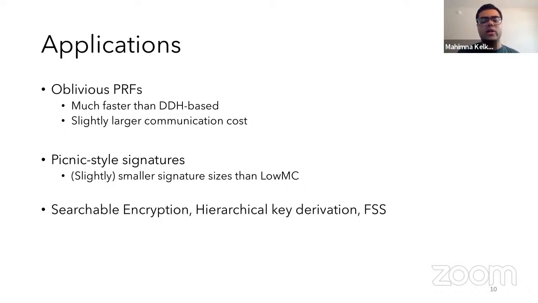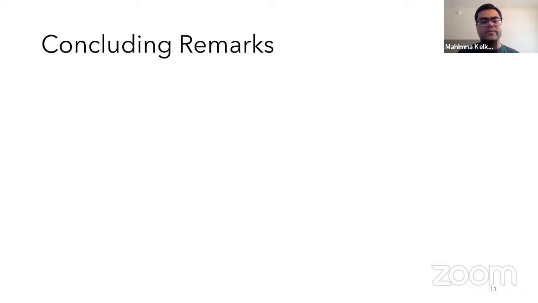I'll also highlight that our candidates should be competitive for a number of distributed settings like symmetric searchable encryption, hierarchical key derivation, or generating function secret sharing keys, and details for these can be found in the paper.